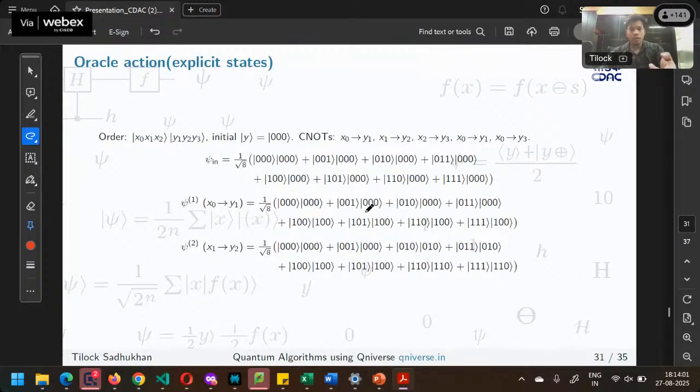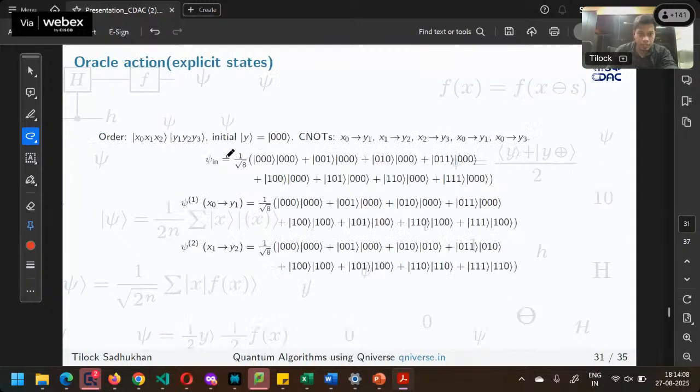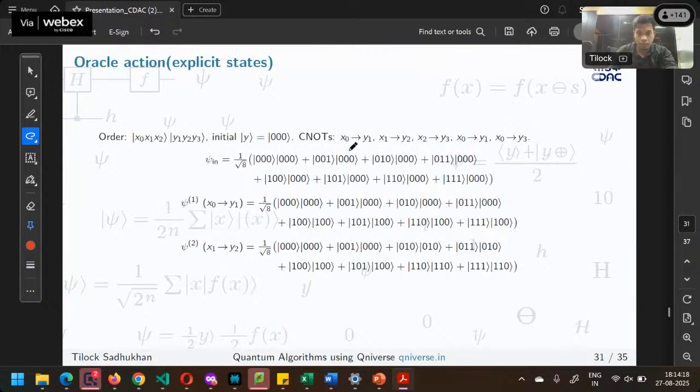Look, before the Hadamard, we started off with this initial state. It creates an equal superposition of all the states, and the rest of our registers were zero. That is why you see the rest of the terms are zero. It includes all the possible states of the first register only.